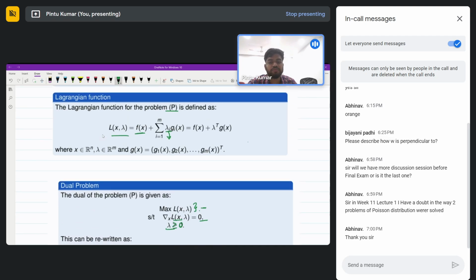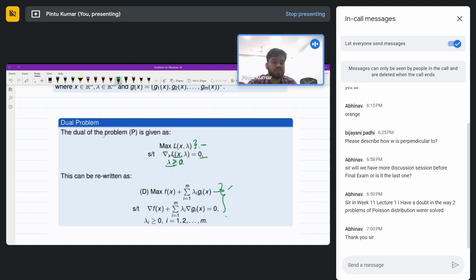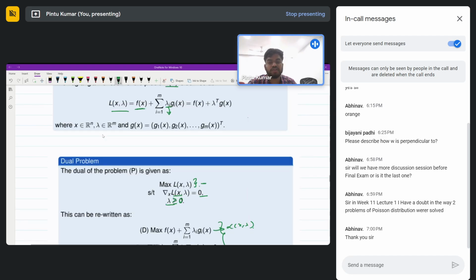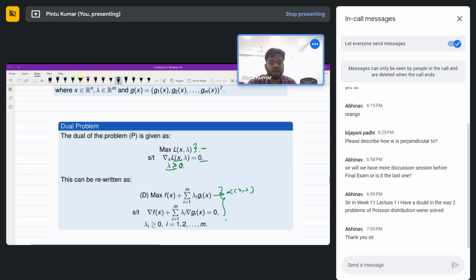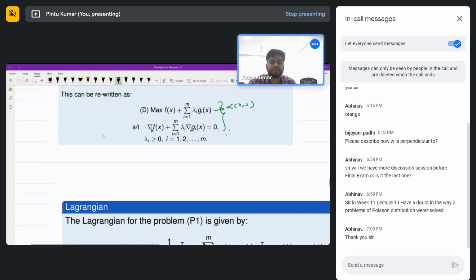So this is f of x plus this is your Lagrange function, and then the gradient is the gradient of f again with respect to x plus the gradient of this term, because this is a summation, the thing splits up, and this is what you obtain.